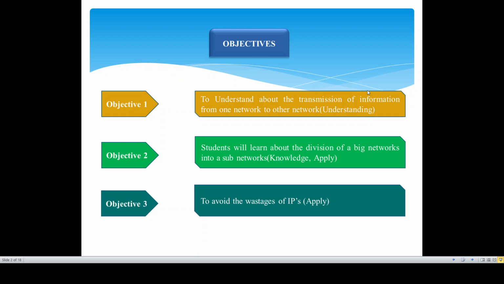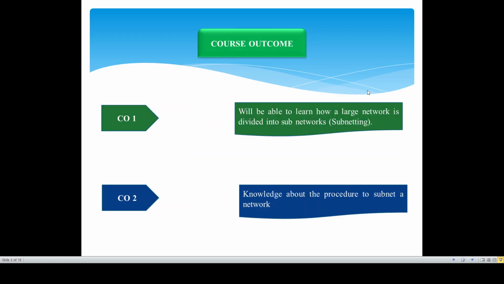After learning this subnetting, what will be the outcomes? Course outcome 1: students will be able to learn how a large network is divided into subnetworks. Course outcome 2: knowledge about the subnet or the network.